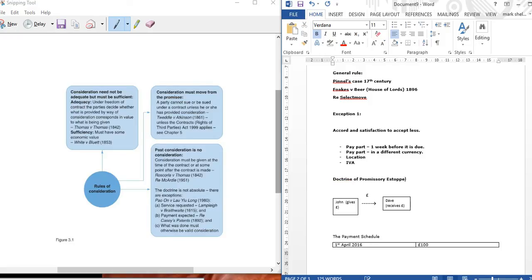Now, one thing that students consistently make an error with, and I'm sure you guys will not, but it's very important to remember this. The doctrine of promissory estoppel can only be used for agreements to accept less. The doctrine of promissory estoppel cannot be used in any shape or form for agreements to pay more for the same, i.e. Williams v Roffey type situations.